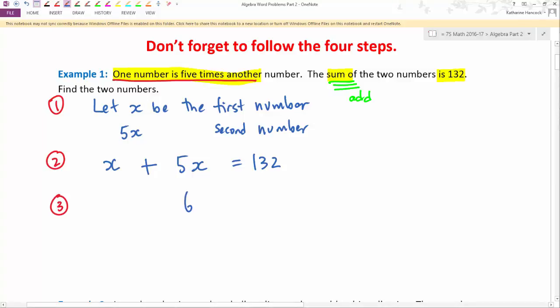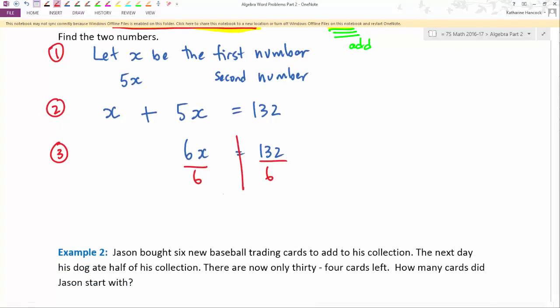So x plus 5x means I have 6 x's, and that equals 132. And I have 132 divided by 6, because I have to divide one side by 6. Whatever you do to one side, you have to do to the other. And I get that x equals 132 divided by 6, 22. So x equals 22, but I'm going to write that in blue. X equals 22.